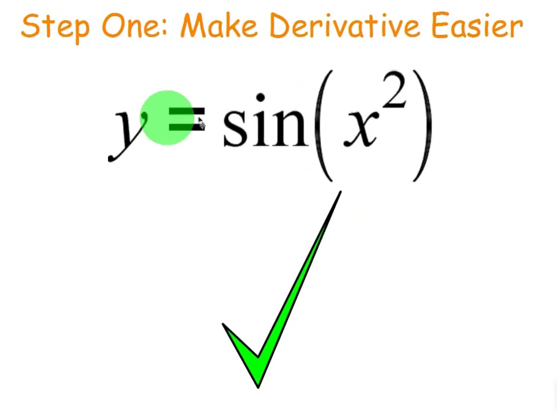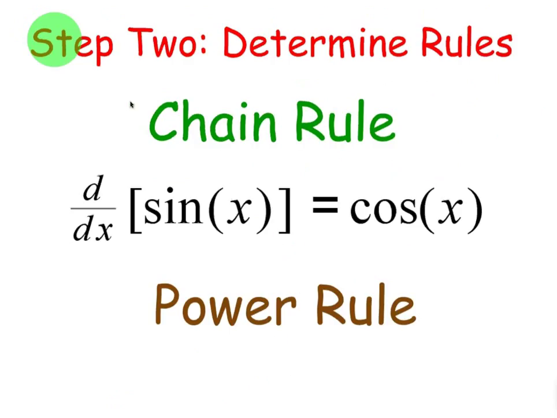As we talked about before with the complex derivatives, always make sure, if it's possible, to make the derivative easier. Now in this case, we can't simplify sine of x squared. If we could, we would certainly simplify it to make it easy on ourselves. So make sure to make the derivative easier before you move on to the next step.